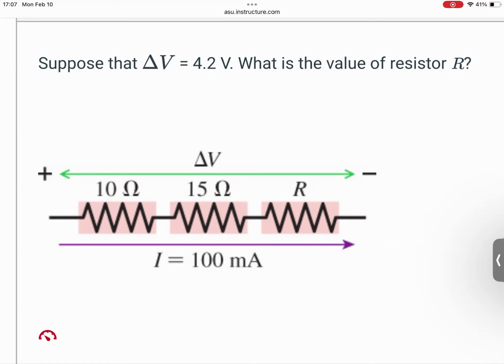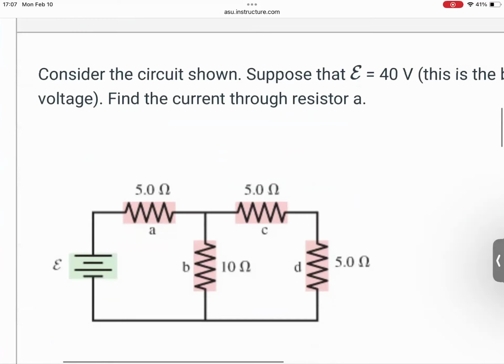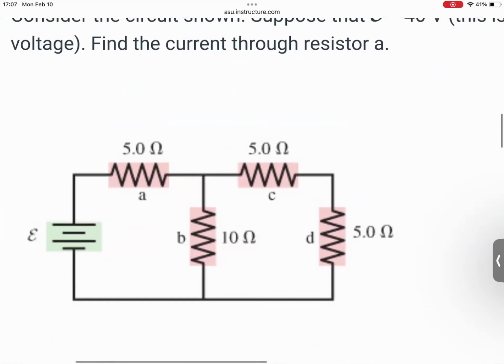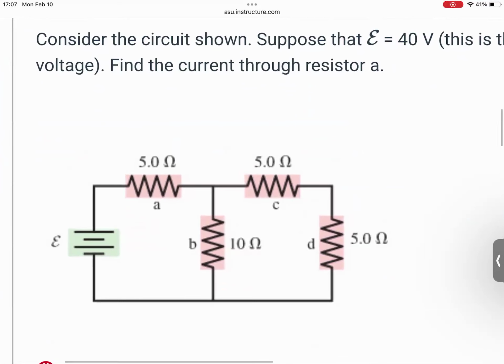Follow-ups. 17, if I am not greatly mistaken. Find the current through A. I'm going to give you a 40-volt battery. Find the current through Ra.